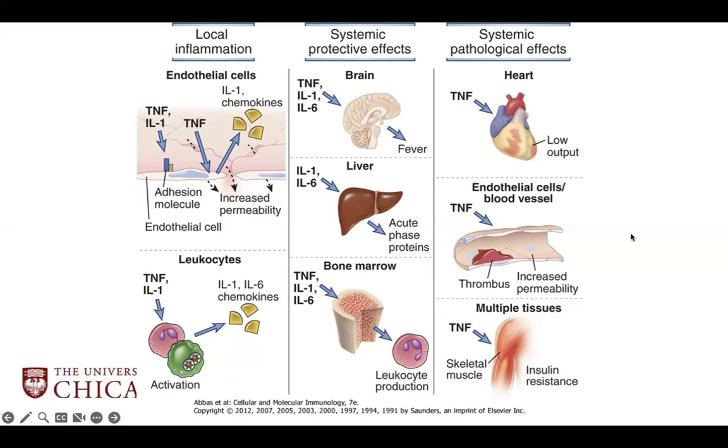We see that just by an increase in your leukocyte count if someone is sick when they come into the ER. But they can also have pathologic effects, especially if we can't calm this down enough, if our immune system is dysregulated, unable to regulate itself. It can cause low output from the heart. It can cause thrombus in the blood vessels. We see this, of course, with age. And it can also cause insulin resistance in the skeletal muscles.